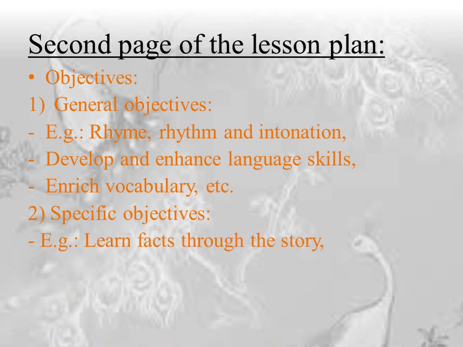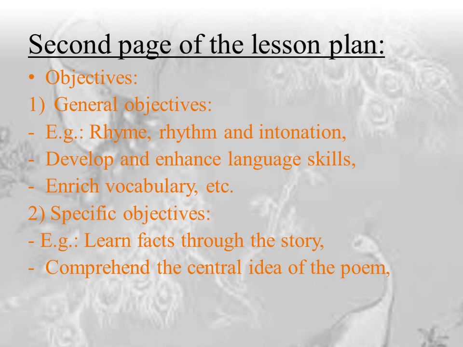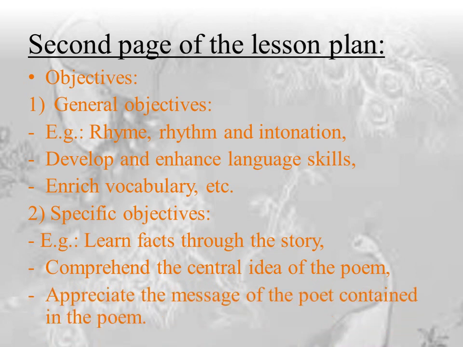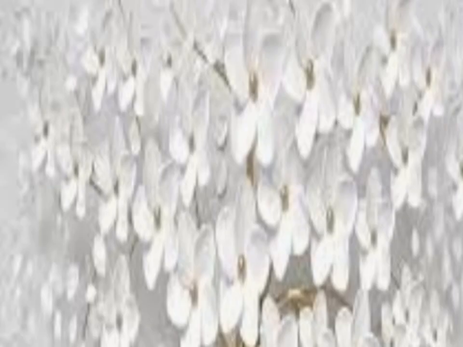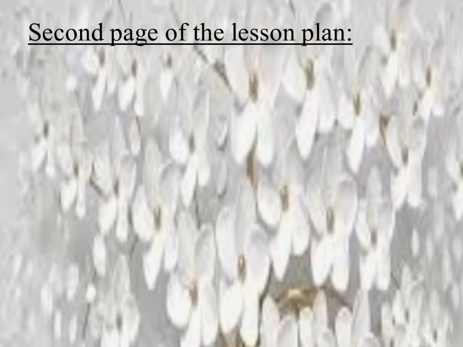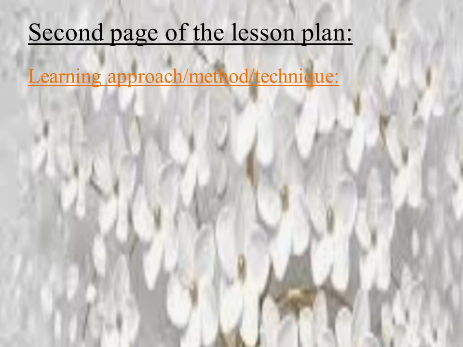Some specific objectives can be to help the learners learn some facts through the story, to comprehend the central idea of the poem, or to enable the pupils to appreciate the message of the poet contained in the poem. After the objectives are stated, the next thing you will need to do is to list the learning approach or methods or technique that you will be using to plan your lesson.